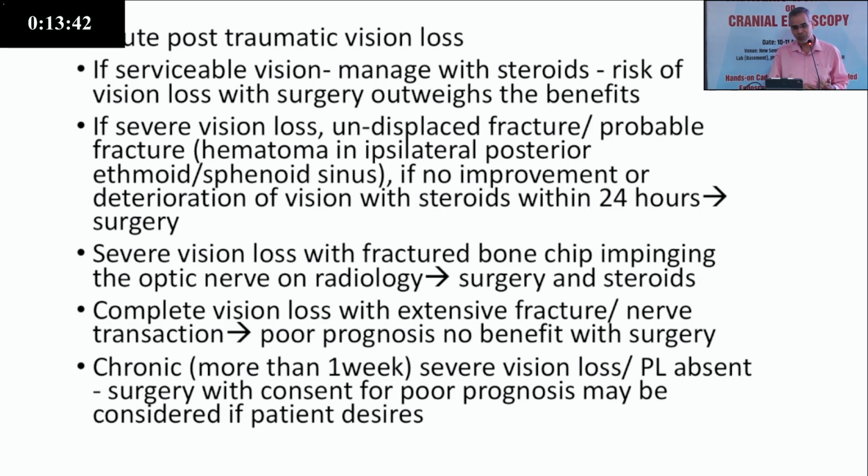If there is a severe visual loss with a fractured bony chip which is impinging onto the optic nerve, again you can take up the case for surgery. If there is a complete visual loss with extensive fracture and the nerve has been cut, it is a poor prognosis even with surgery. If there is a chronic visual loss and perception of light is also absent, the prognosis is universally poor. You can still give a chance, provided that you counsel your patient well, tell them that we are only taking a chance, you may or may not have improvement. Improvement, if it is there, may be partial.